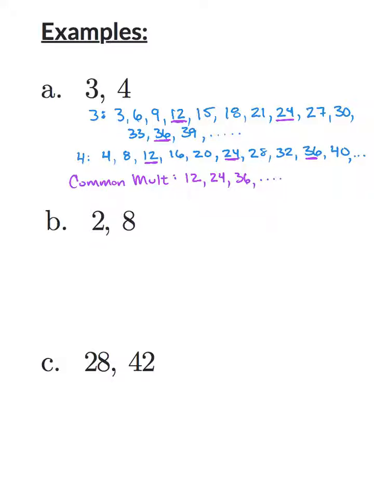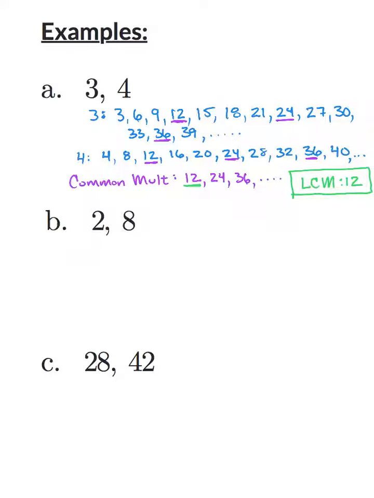From here, we want to identify what is the least common multiple. And so what is the smallest number on our list? The smallest number on our list is 12. So the least common multiple is 12. That takes care of 3 and 4.